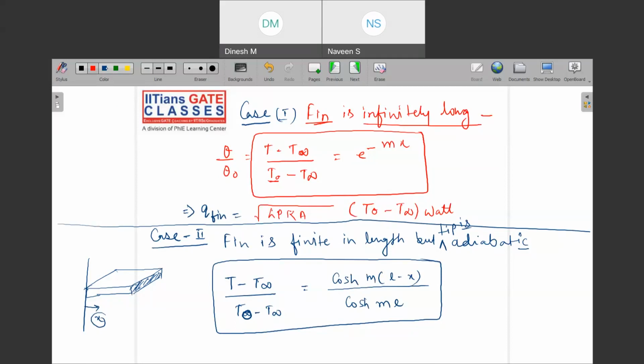What is T naught? T naught is the initial temperature at which your fin starts. So T naught is what temperature? This wall has some temperature, and that temperature is nothing but T naught. Got the idea? T naught is this temperature. What do I name it? Base or root temperature. Okay.